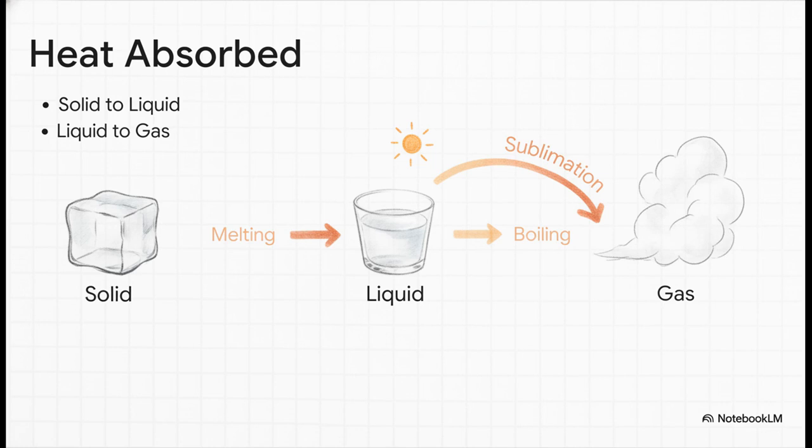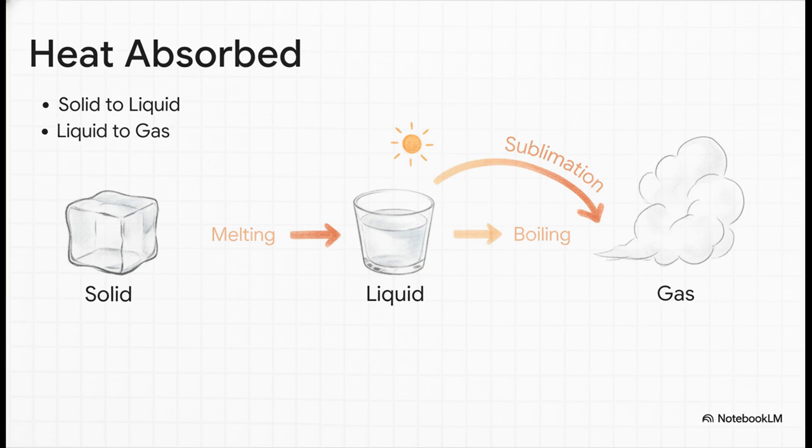The secret ingredient here is heat. When heat is supplied and absorbed by a substance, it gives those tiny particles way more kinetic energy. They start vibrating faster and faster. If you heat a solid, it absorbs heat until the particles literally overcome the force of attraction holding them together, breaking free to become a liquid.